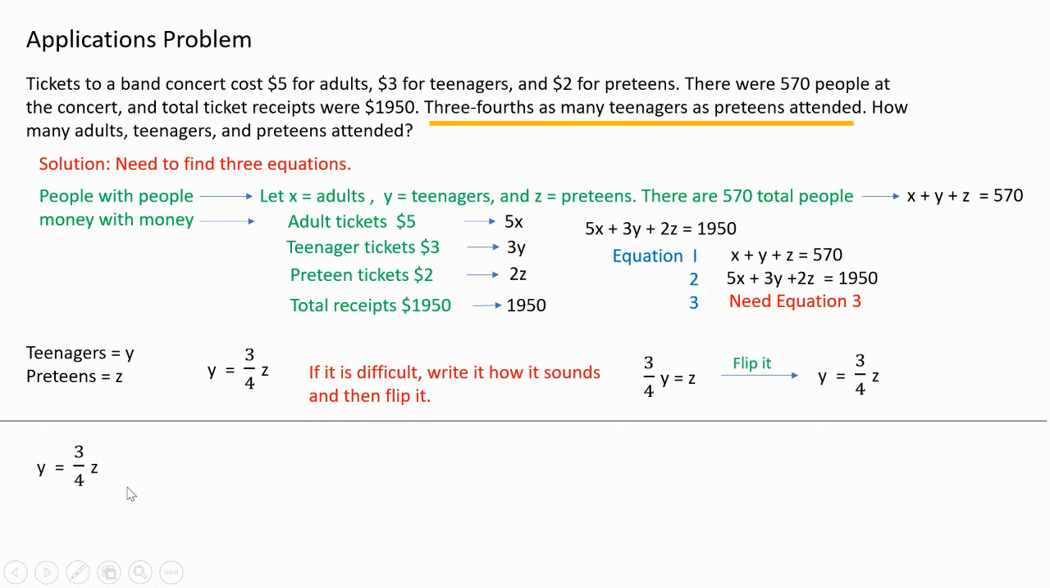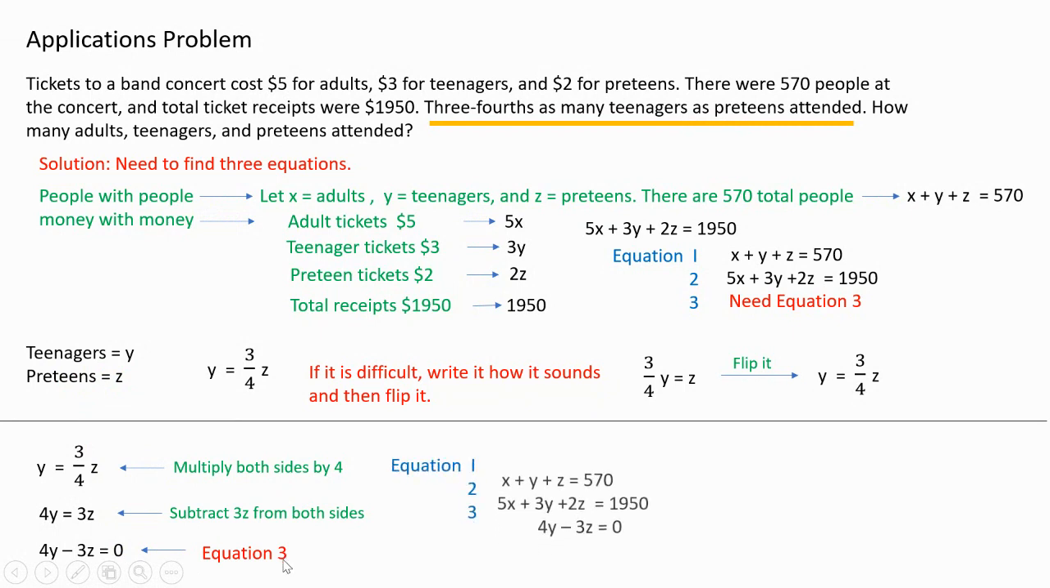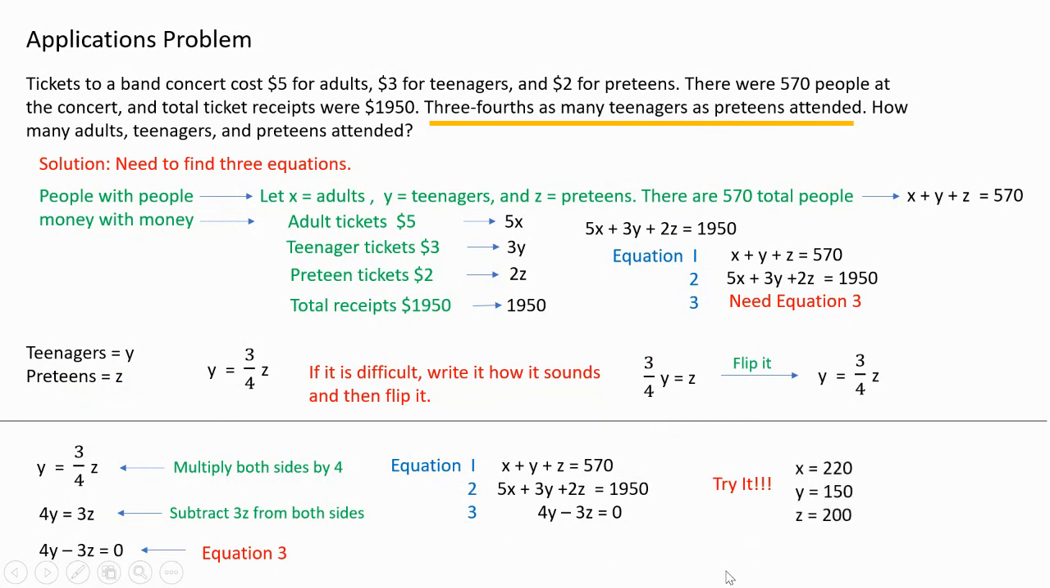Okay, but now you don't want fractions, right? So here I'm going to multiply both sides by 4. So we get 4y equals 3z. Now I'm going to subtract 3z from both sides and have it like ax plus by plus cz equals d, a constant over here. And that's equation number 3. So there's my setup, guys. Now you get to try it, either by the method that I just showed you, which was Gauss-Jordan, or you can use equation 1, equation 2, and so forth, like I showed you earlier. And this should be the answer. So you try it at your own time.